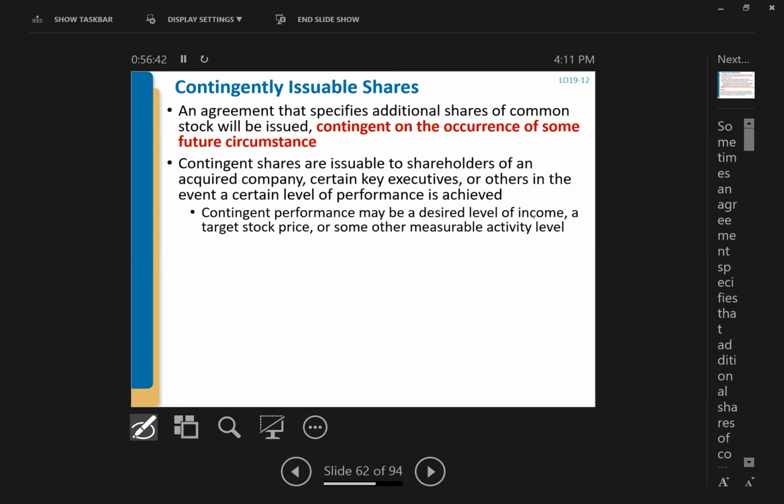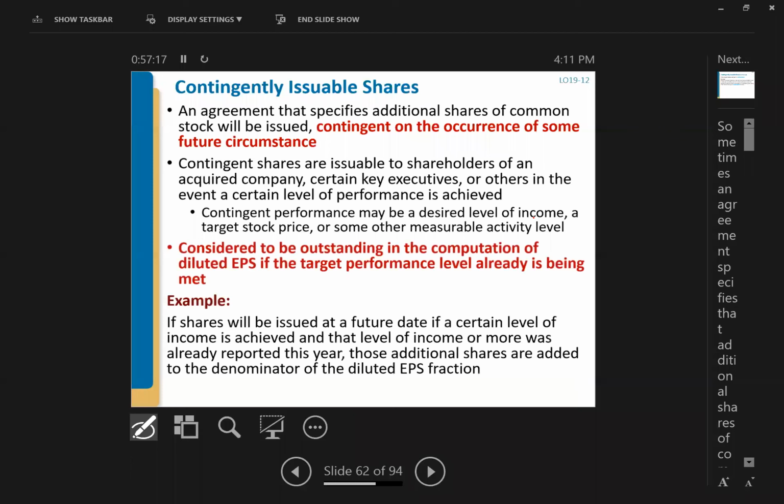Contingently issuable shares, right, are contingent on the occurrence of some future circumstances. So if you remember, it was either market-based or performance-based. Contingent shares are issuable to shareholders of an acquired company, certain key executives, or others in the event a certain level of performance is achieved. All right, there's a contingent performance, maybe a desired level of income, targeted stock price, or some other measurable unit. Considered to be outstanding in the computation of diluted earnings per share if the target performance level already is being met. So if you remember, I think the example was an increase of sales by 10%. If that has already happened, right, then we're going to include these.